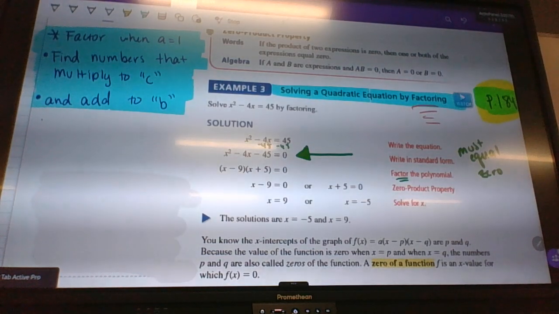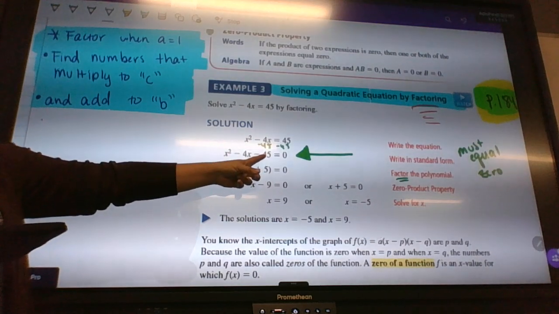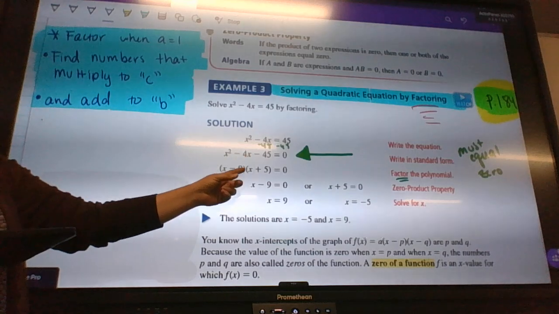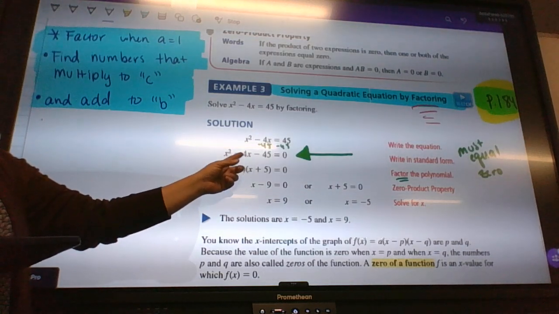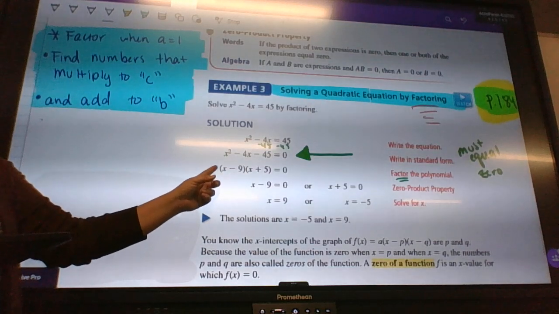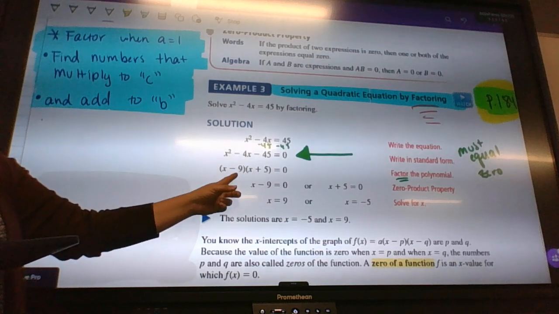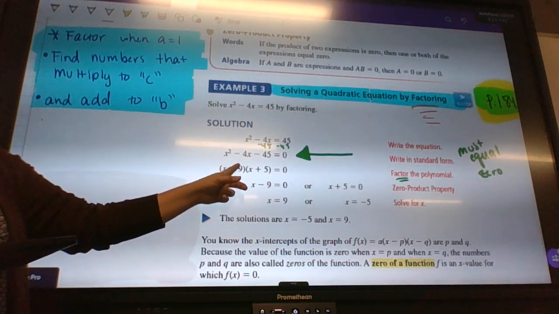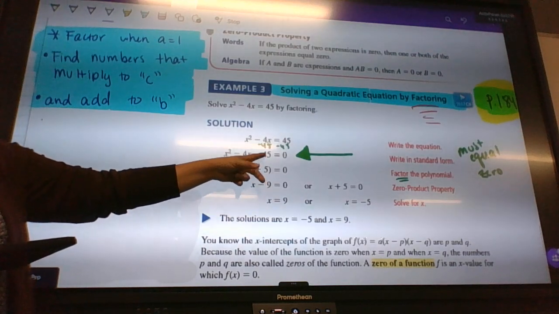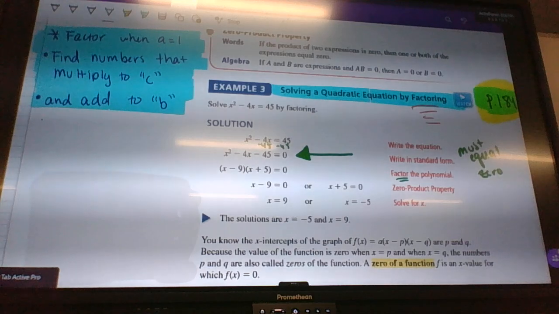Factoring is just a number riddle. To factor this, you look for numbers that will multiply to 45 and add to 4. Because this is writing the expression, it's the same expression written two different ways. And you know how when you FOIL, you do x times x, x squared, x times 5, 5x, negative 9 times x, and then finally negative 9 times 5 would be negative 45. When you factor, you try to figure that pattern out to rewrite a problem.